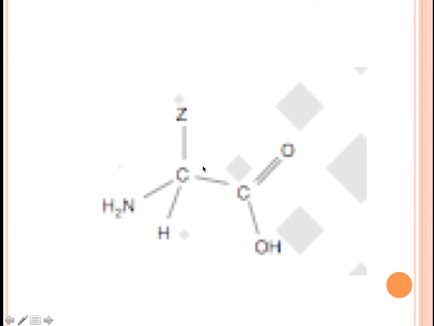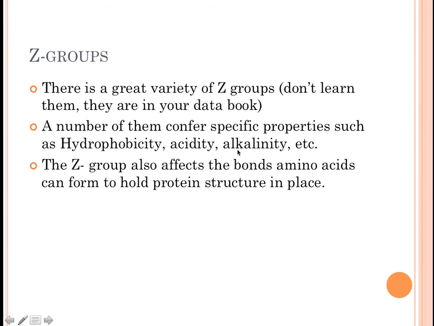So, this is the general structure of it. Our carboxylic acid group, our amine group, and our Z group sticking up from that carbon, the second carbon. There's a big variety of Z groups, which you're not going to learn. You're going to look at them in your data book. But they confer specific properties on them.